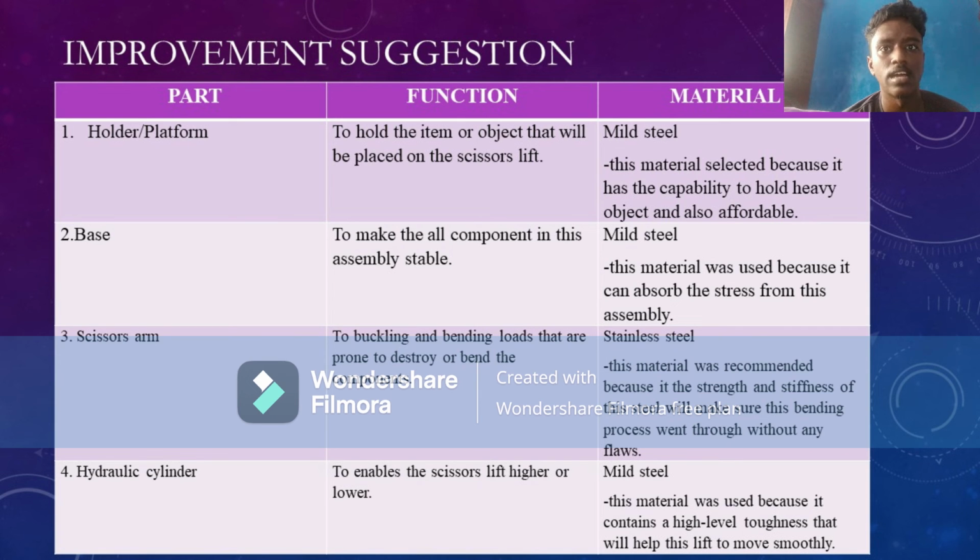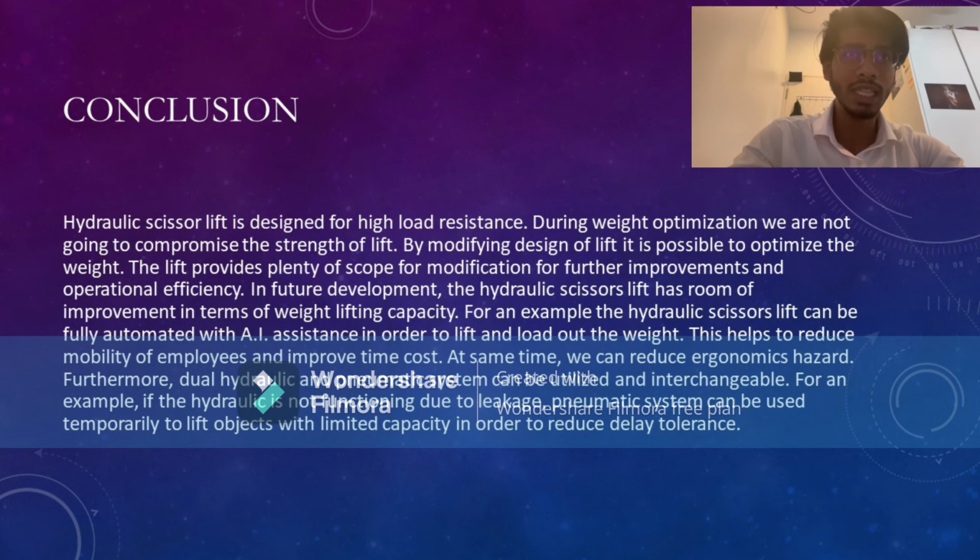Last but not least is the hydraulic cylinder, used to enable the scissors lift to go higher or lower. The material used is mild steel because it has a high level of toughness that will help this lift to move smoothly. As a conclusion, my team has well designed the hydraulic scissor lift and the parameters are analyzed.